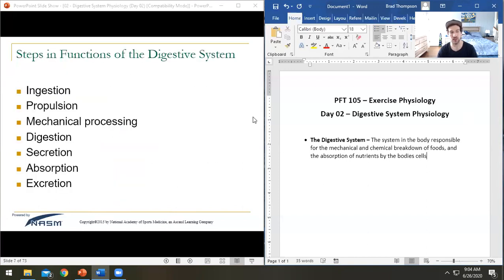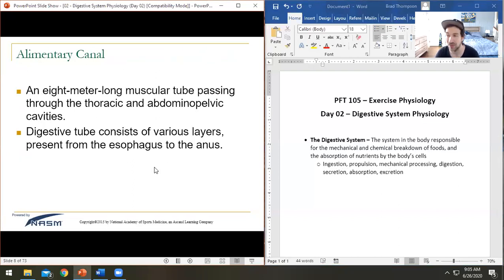That's a much better definition than just calling that digestion, right? So there are a lot of examples of what's going on here. We are going to see ingestion, followed by propulsion, mechanical processing, digestion, secretion, absorption, and excretion. Gonna get gross today. We're talking about excretion. We're gonna keep it relatively short though.